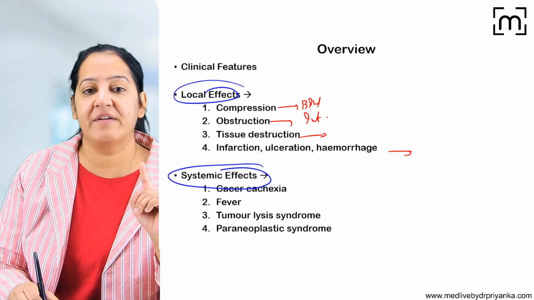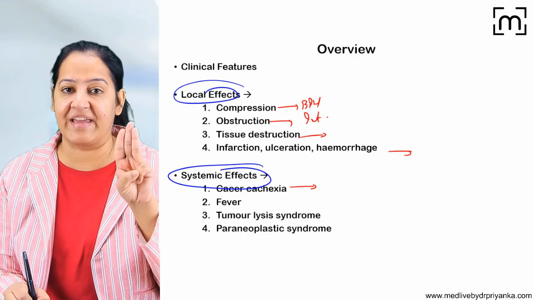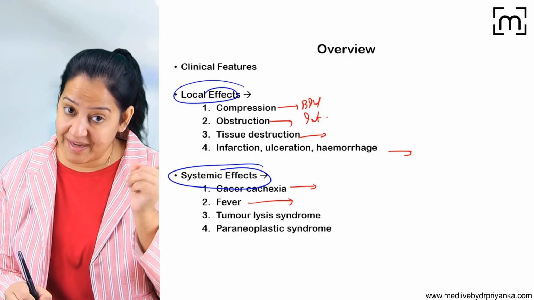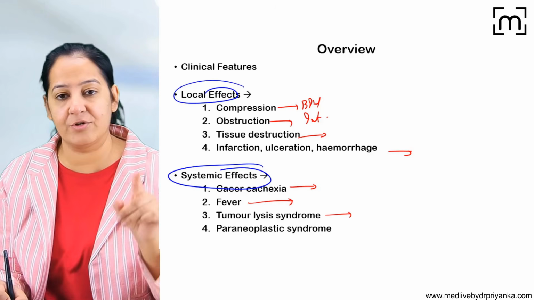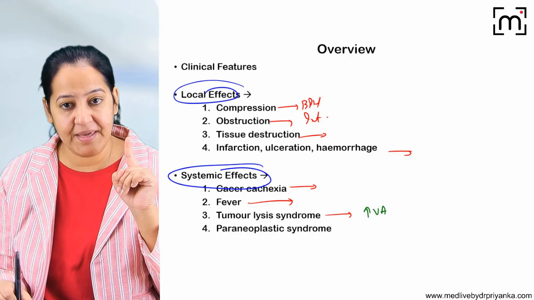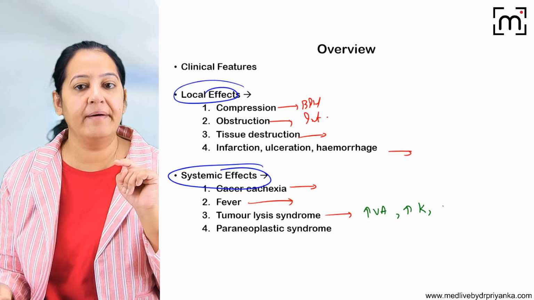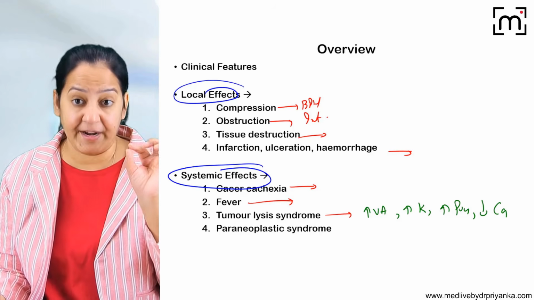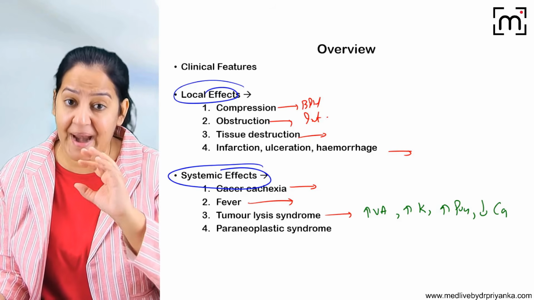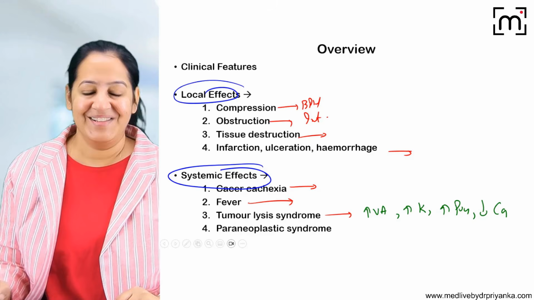In the systemic effects, we have seen the cachexia, 3 mechanisms of cachexia. Fever, told you the mechanism of fever. Tumor lysis syndrome, I told you the 4 properties of tumor lysis syndrome, that is hyperuricemia, hyperkalemia, hyperphosphatemia and hypocalcemia. I told you the reason for each of them and the consequence of each of them. So you have to learn that.